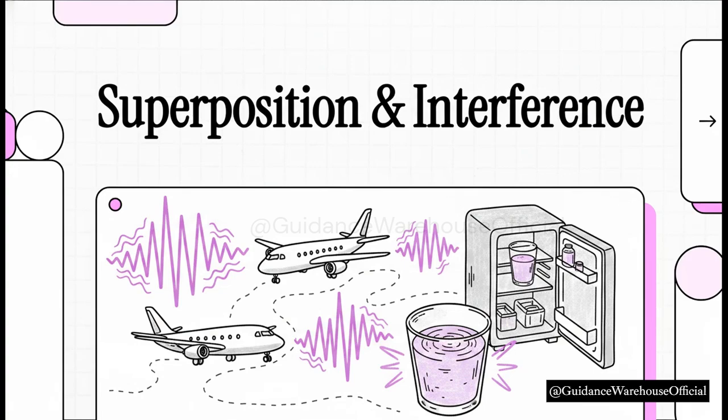Picture this. You're sitting in a twin-engine jet while it's taxiing on the runway, and you hear this pulsing wub-wub-wub sound that keeps fluctuating in volume. Or imagine you open your refrigerator and notice the vibrations from the motor are creating ripples on the surface of a glass of milk. But oddly enough, those ripples are standing completely still instead of moving across the glass.